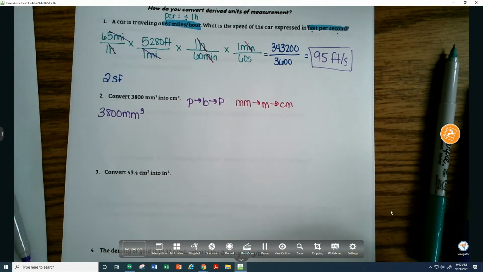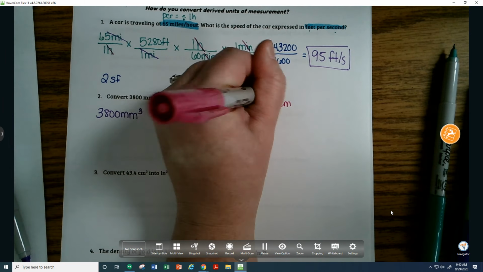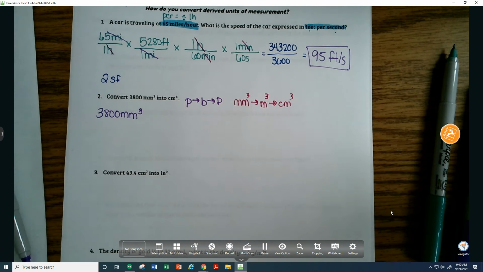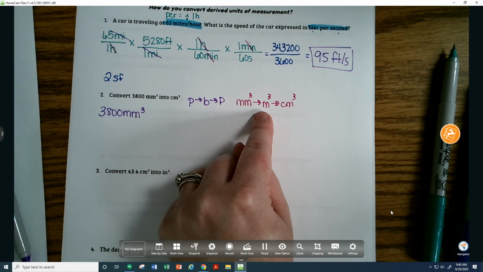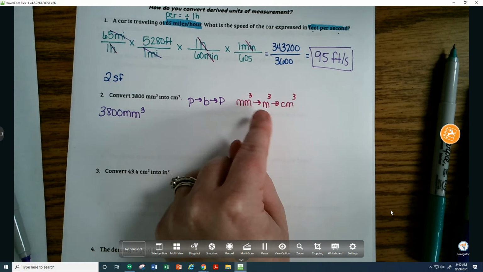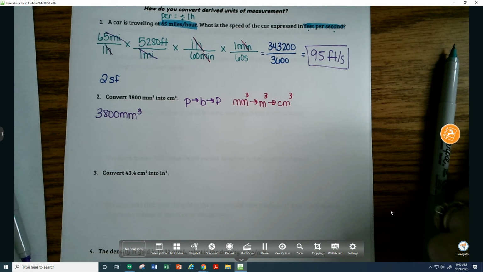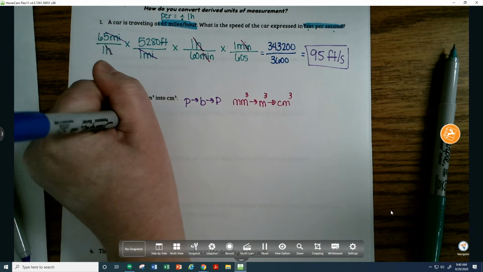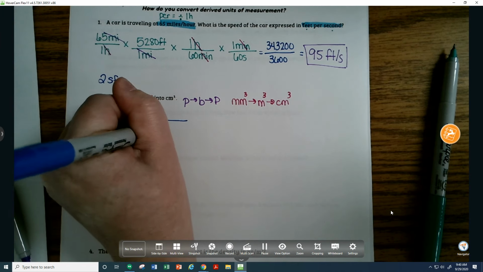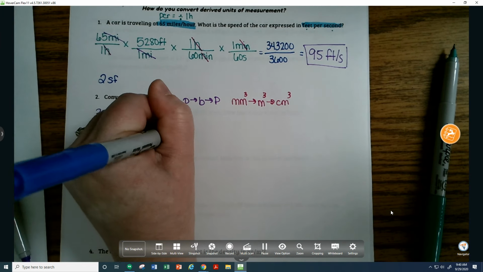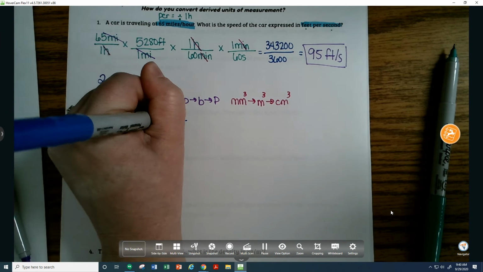So really the only thing that's going to be different is we are working with volume, so these are going to be cubed. So the first thing you're going to do is use your Holy Grail sheet to find the conversion factor between these two. When you do that, you're going to find that there is 1,000 millimeters in 1 meter. So what do we do now that it's cubed? So we have millimeters here. So the 1,000 millimeters will go in the bottom. 1 meter goes in the top.